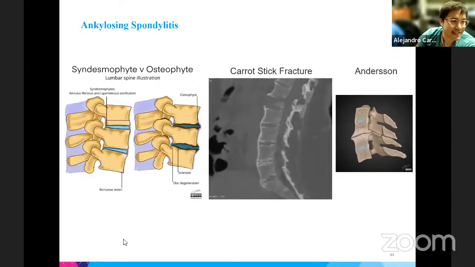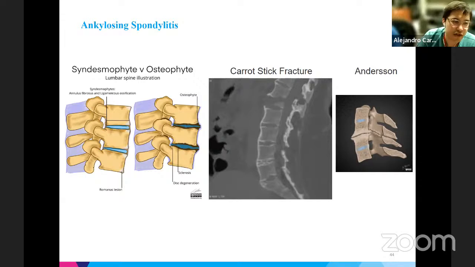Patients create these syndesmophytes, which are different than osteophytes. Rather than disc degeneration and sclerosing of the end plates, you get what are called Romanus lesions. And in early disease, you can sometimes see that on X-ray as a lightening of the tips of the end plates, which then over time fuse together with the adjacent vertebral segment. And this creates one big fusion body in the spine.